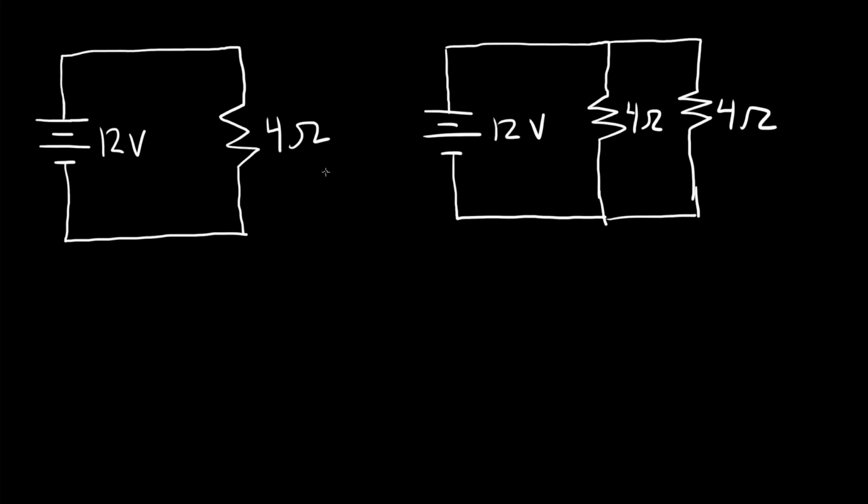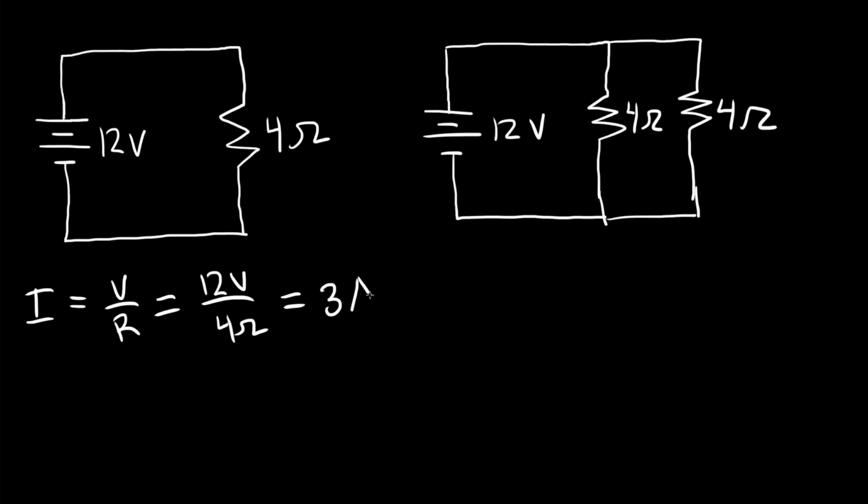Hi, in this video we'll learn about why resistance drops as we go from a series circuit to a parallel circuit. So we'll first analyze this left circuit, and this left circuit is just a series circuit. We can use Ohm's law to find the current running through the circuit. So I is equal to V over R. In this case, V is 12 volts and R is 4 ohms. So the current running through the circuit is 3 amps.